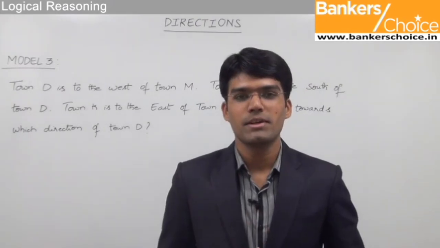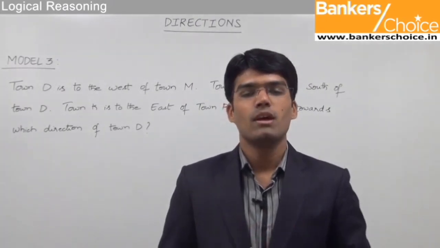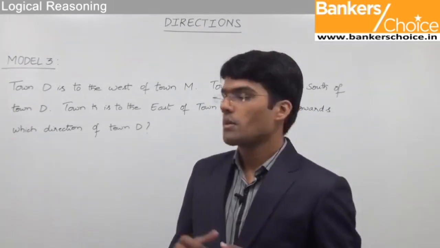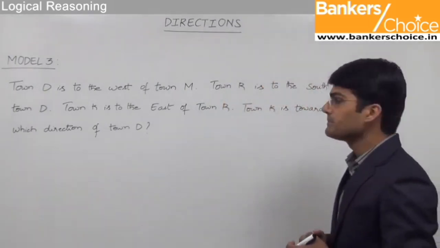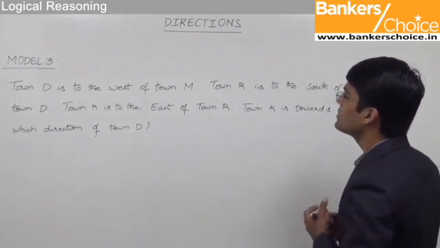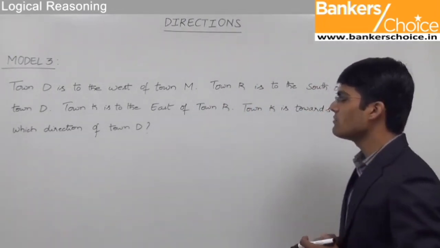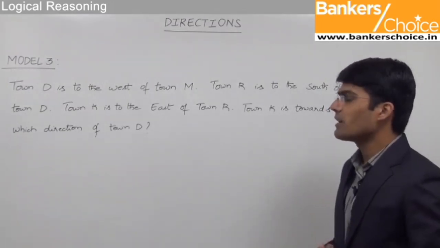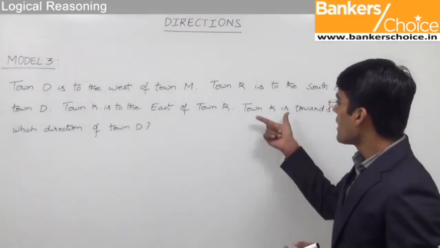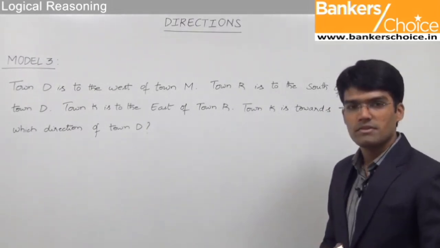Let us now take the third model from directions, which is based on finding out the direction between 2 particular towns. The question here is, town D is to the west of town M. Town R is to the south of town D. Town K is to the east of town R. Town K is towards which direction of town D? So we need to find out town K is towards which direction of town D based on the given information.